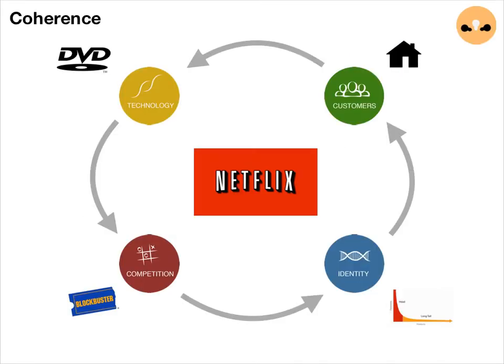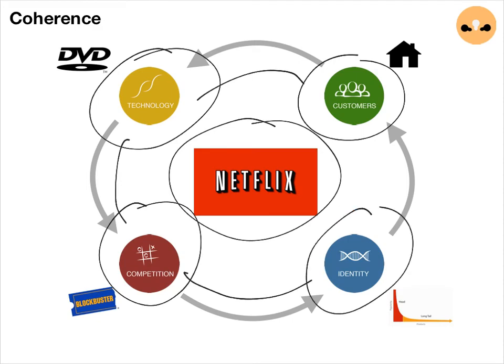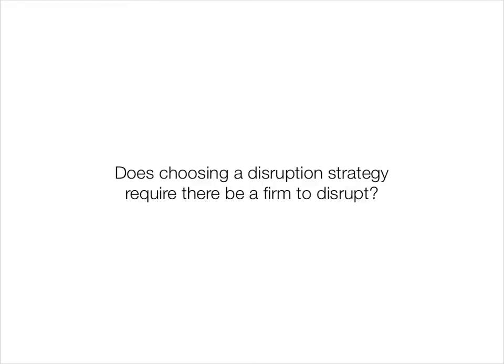Also very important, and just to re-emphasize in the disruption strategy Netflix pursued, is coherence. You've got to get all the elements right. You've got to choose your customers, you've got to choose this new technology, you're obviously choosing your competition, and you've got to have a compatible identity, and it's all got to make sense. If it does not fit together, you will have particular dangers because disruption strategy tends to be hyper-competitive, and so there's not much room for error.